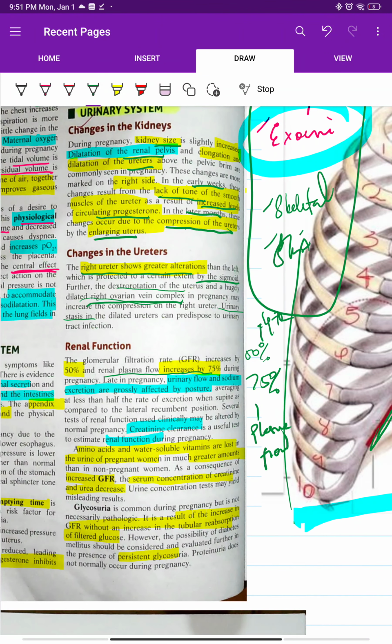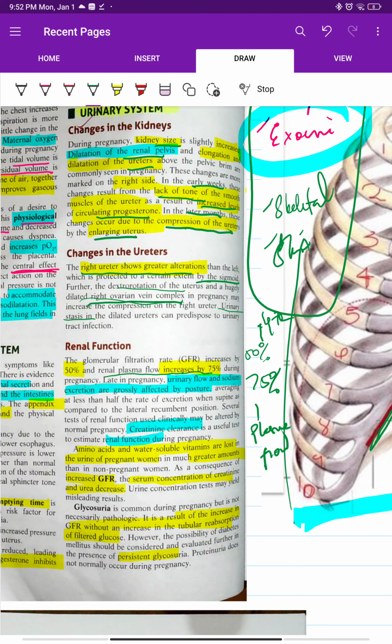So as I told you, in the urinary tract there are a lot of changes happening. The kidney size will be increased because of high cardiac output. The renal pelvis is also dilated, and there is elongation of the ureter. There are two reasons for these changes in the kidney. One is progesterone, which is responsible for smooth muscle relaxation and lack of tone, and next is compression of the ureter by the enlarging uterus. So these are causing lots of changes in the kidney.